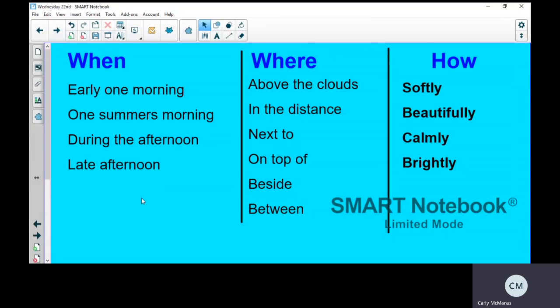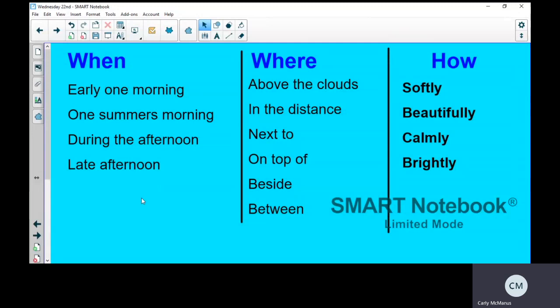So some examples of when fronted adverbials I've put down for you are early one morning, one summer's morning, during the afternoon, late afternoon. So they're all telling me when something is happening. Now, the reason I haven't picked one winter's morning is because in the picture it's nice and sunny, so it's clearly summer or spring, and I haven't chosen to say that it's nighttime because it's clearly daytime, whether that be the morning or the afternoon. That's completely up to you. So there's 4 examples of fronted adverbials you could use to tell me when something is happening.